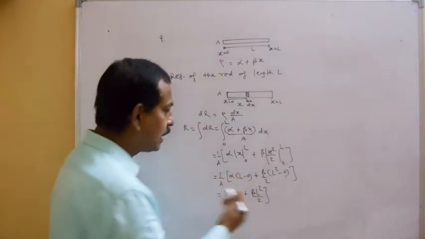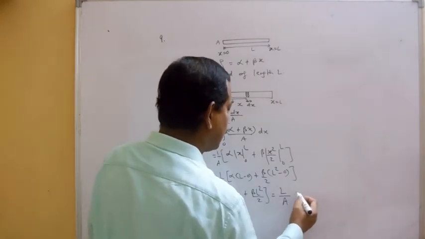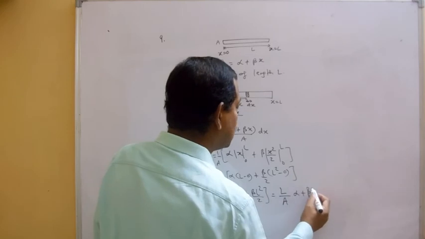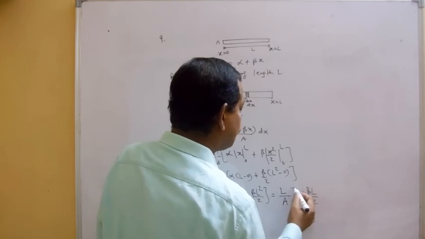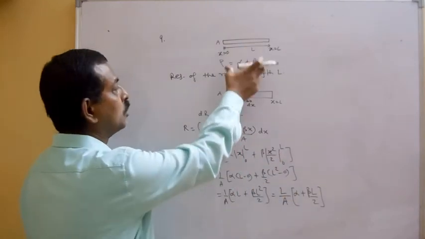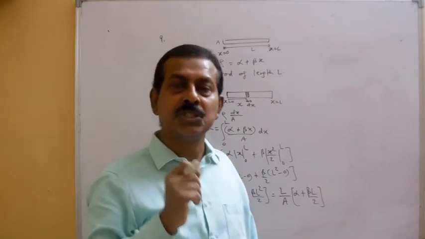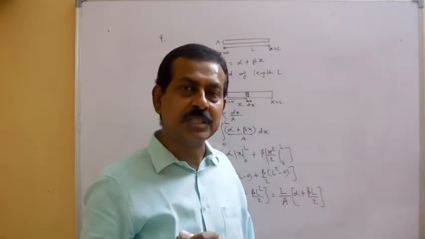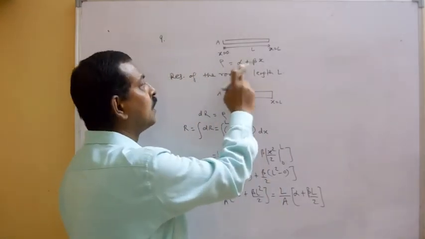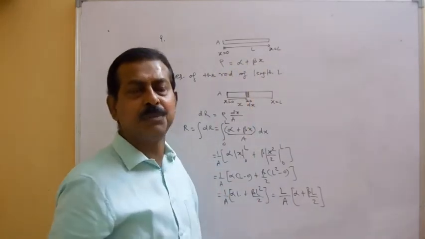If you take L outside, then it can be written as L by A times alpha plus beta L by 2. So this will be the resistance of this rod of length L, whose resistivity is changing with distance given by the formula rho equals alpha plus beta x. Alpha and beta are the constants.